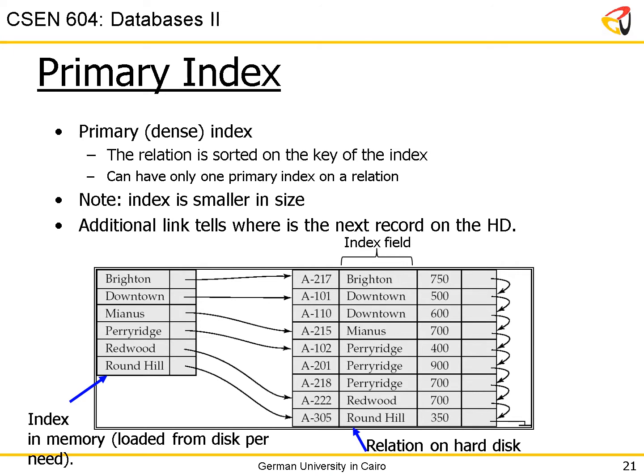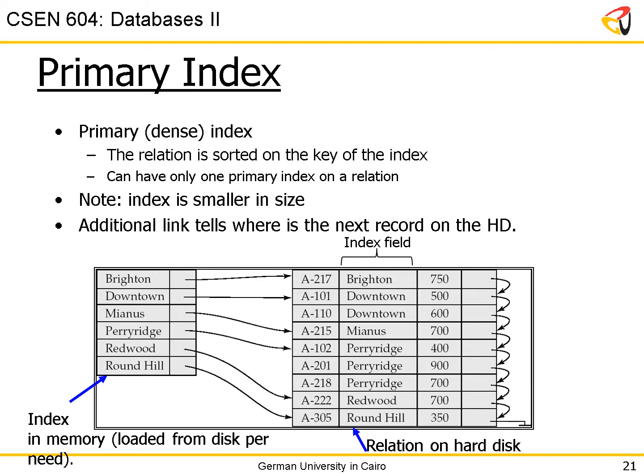That's why you see the branch names or the suburb names, Brighton, Downtown, Mianus, Perryridge, Redwood, and Round Hill, sorted alphabetically. So that's like lexicographical sorting. The B, then the D, then the M, then the P, and so on. If you build an index on this column, then that index will be called primary, because it's built on the column that is used to sort the table.